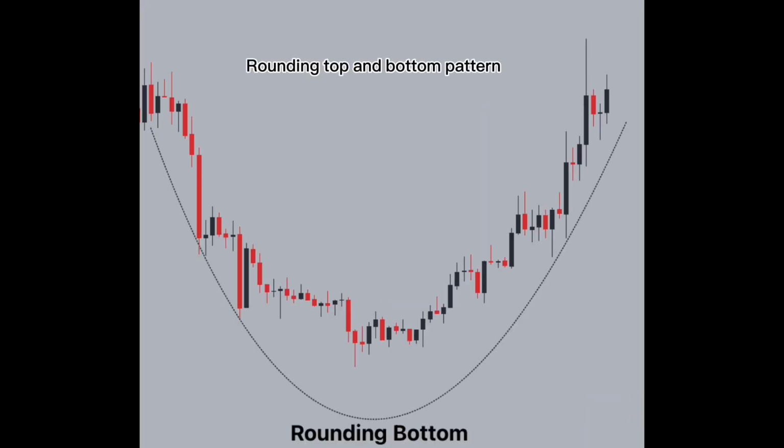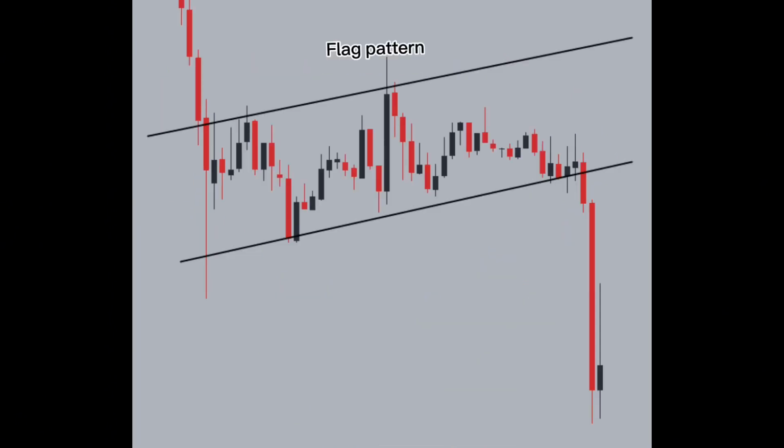Number 3, rounding top and bottom pattern. The rounding top and bottom patterns are reversal patterns, but are very easy to identify. The chart below shows an example of a rounded bottom where a downtrend slowly weakens until it starts trending up again. Traders generally start buying as the downtrend weakens and will start adding to their positions when price starts trending up.